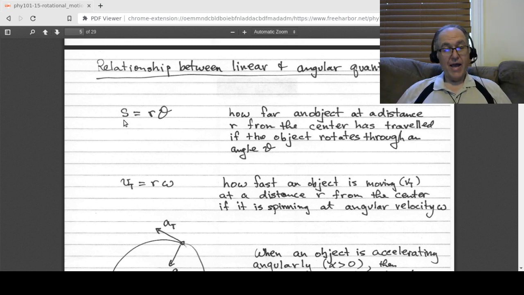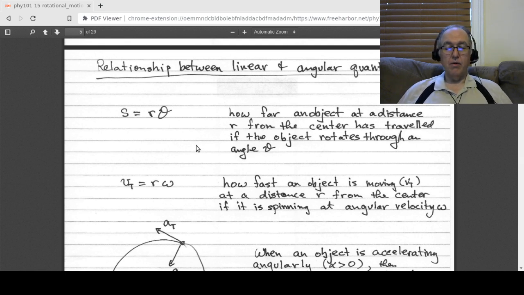That's S. If I ask that question, it can be related to the angle through which the record turned by the formula S is equal to R theta. That's exactly the formula I gave above, but now I just rearranged it. I take the formula above and multiply both sides by R. So here S is the linear quantity, and it's related to the angular quantity theta. This tells us how far an object at a distance r from the center has traveled if the object rotates through an angle theta.